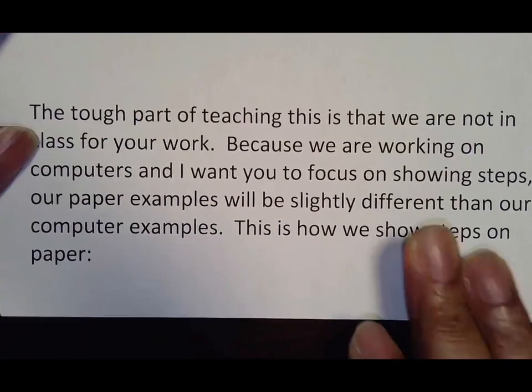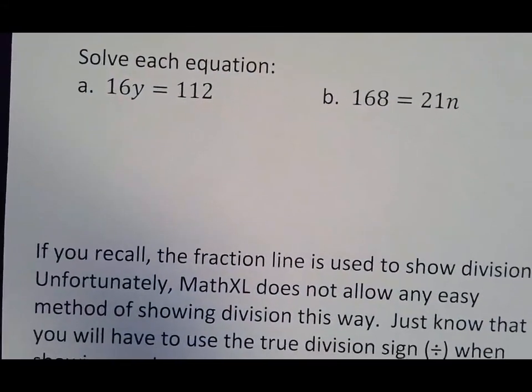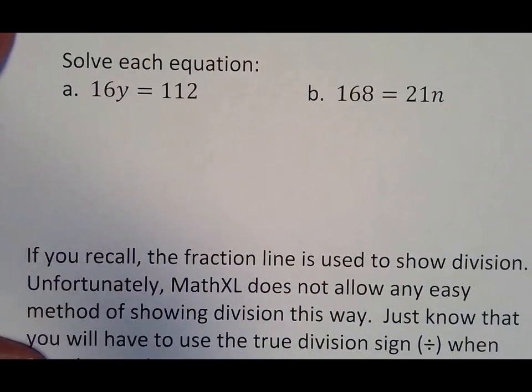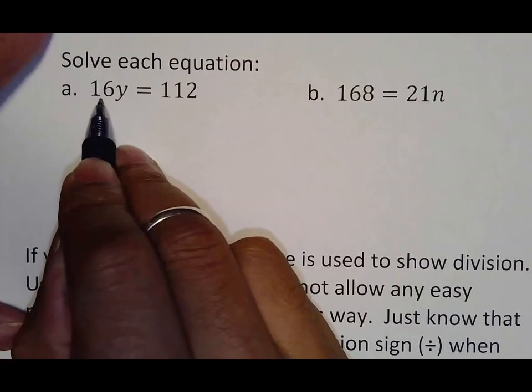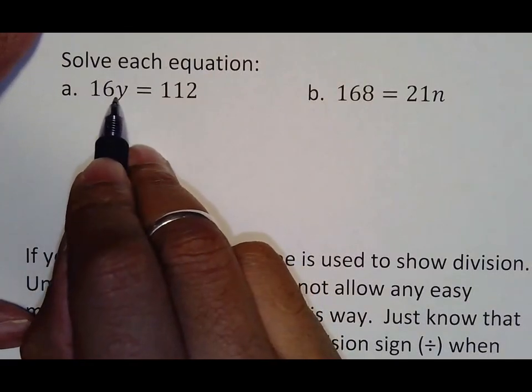But how do you show steps on paper? I'll show you very briefly before we go to our computer work so that when you get to class next year, you'll understand what they're doing. The 16 is with y and must be moved. That means it's multiplied 16 times y. So we need to divide.